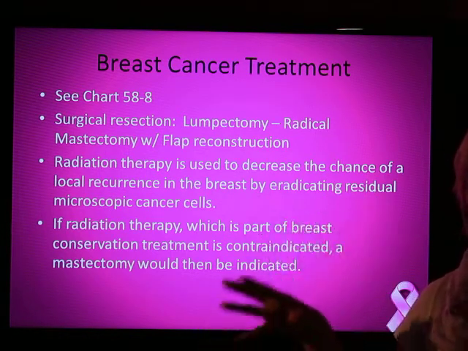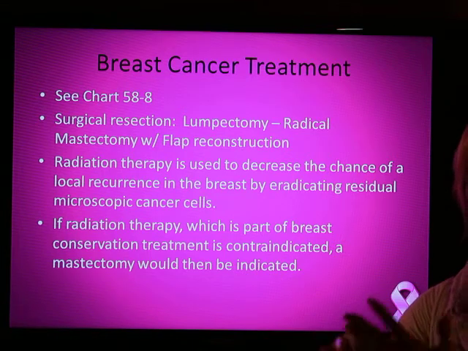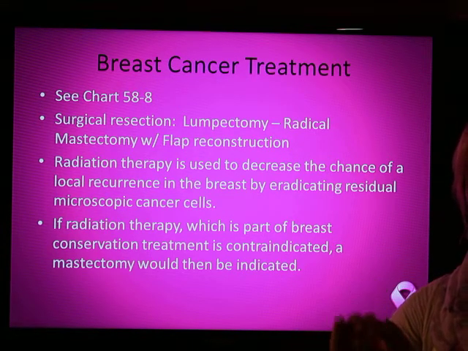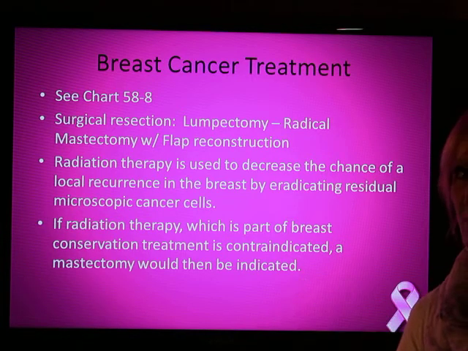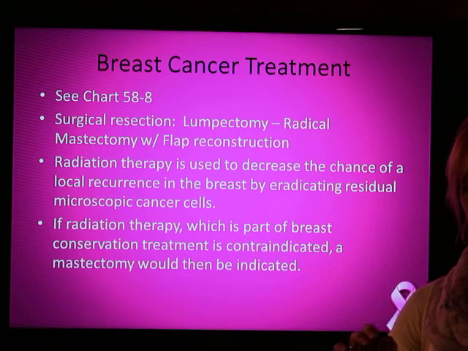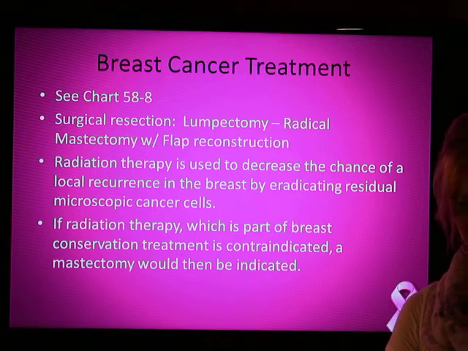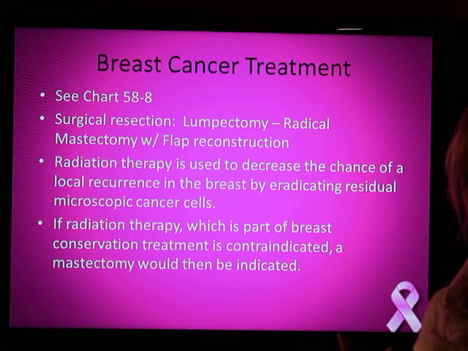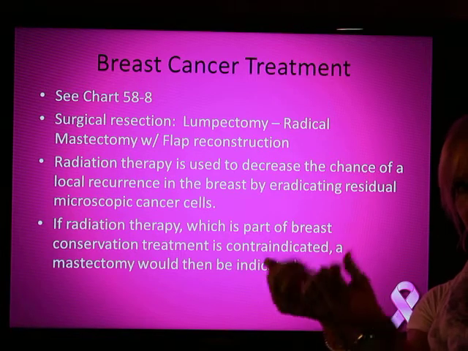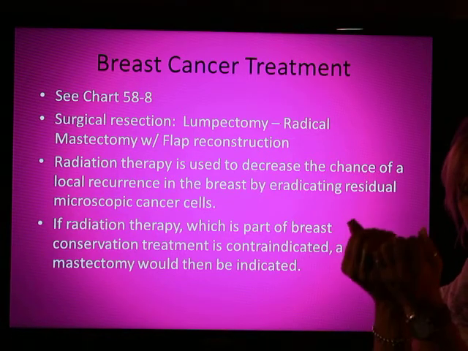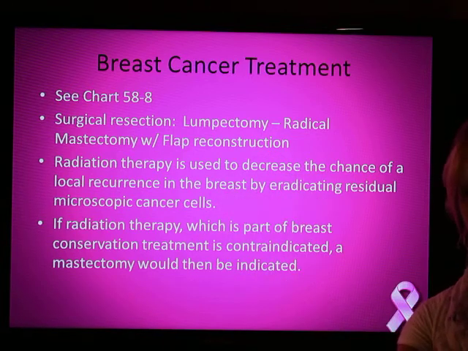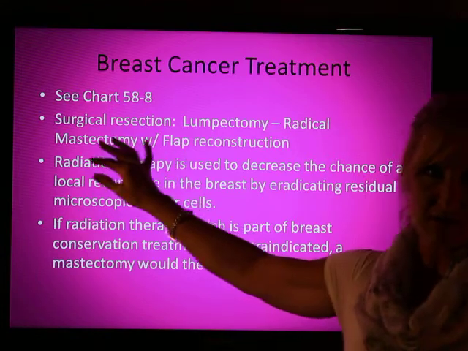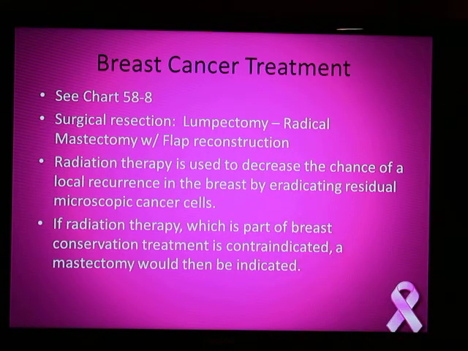Typically, if they find a malignancy, they will find a mass on mammogram. You or the patient may or may not be able to feel it. Then they will do a biopsy to figure out what they're dealing with. If it is confirmed that it is malignant, they will remove it surgically. And that could be as simple as a lumpectomy, to a radical mastectomy. I'm going to show you a little bit about that. And they can do a lot of flap reconstruction, things like that.